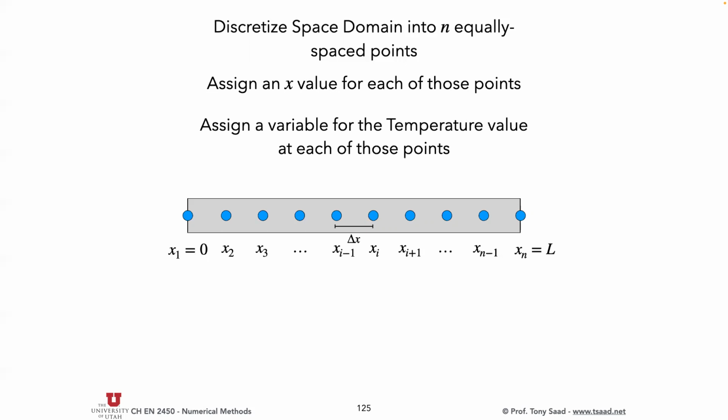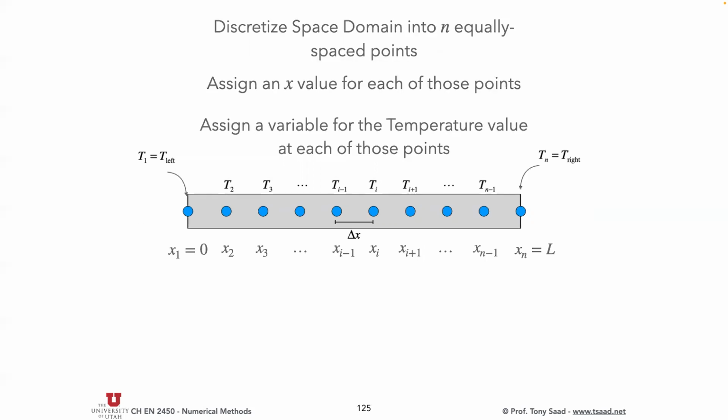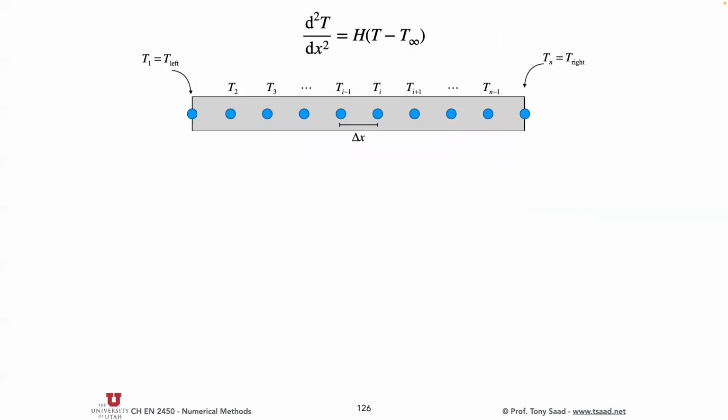Now, we assign a variable for the temperature value at each one of those points. So T1 on the left, you know it, it's T left. And then T2, T3, all the way to Tn minus 1. And Tn, the last point, is T right, which you know as well, okay? And our objective is to use the ODE to find T2, T3, all the way to Tn minus 1, okay? I know we did this before, but now we're going to understand what we did to obtain the matrices, the systems that we did with.